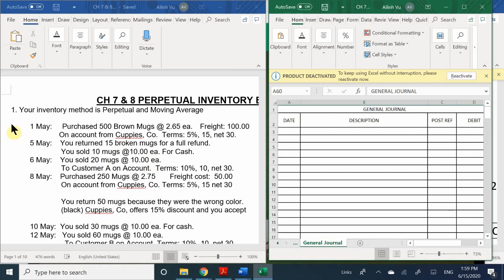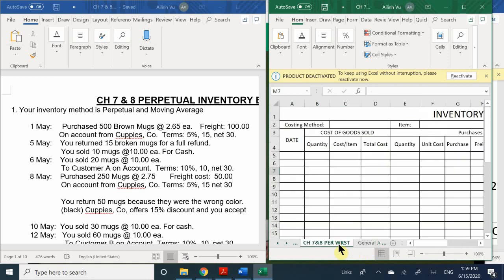So here it says number 1, your inventory method is perpetual and moving average, okay? So we established 2 things, okay? We established that 1, we're going to be using perpetual inventory. So that means we're going to be constantly updating and whatnot. Second thing that we validated was our costing method is going to be moving average.